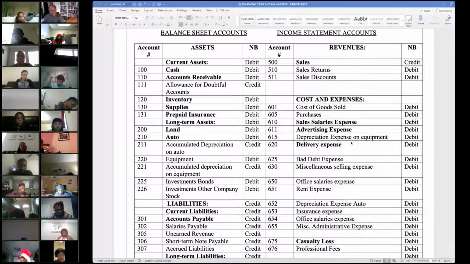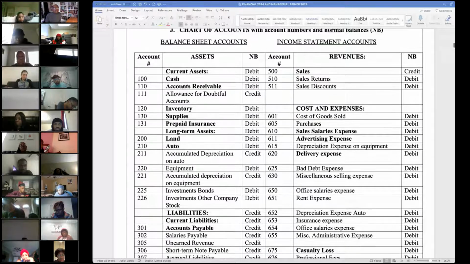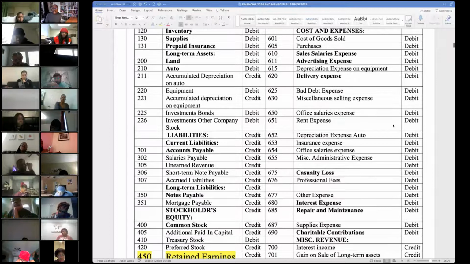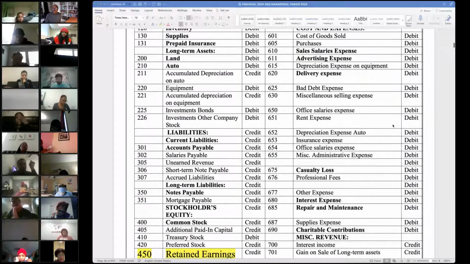Then let's look at cash. When cash comes in, you debit cash. When cash goes out, you credit cash. So those rules will help you with most transactions. If cash comes in, you're going to debit it. If cash goes out, you're going to credit it. Whenever sales is credited, whenever there are expenses, they're debited. So that's telling you how most journal entries are going to look. Okay?